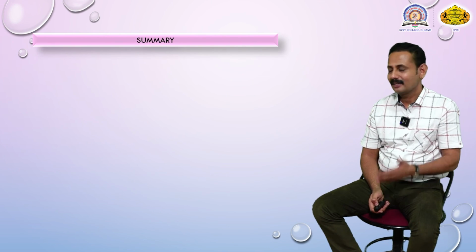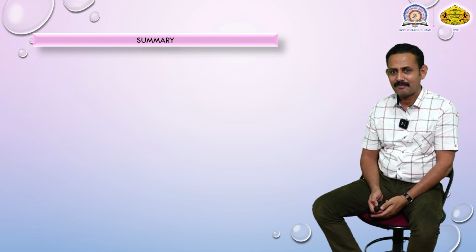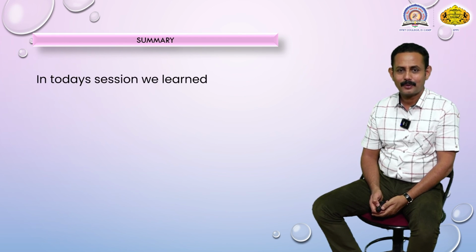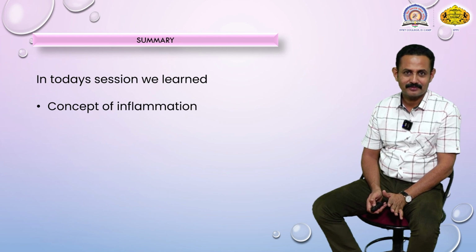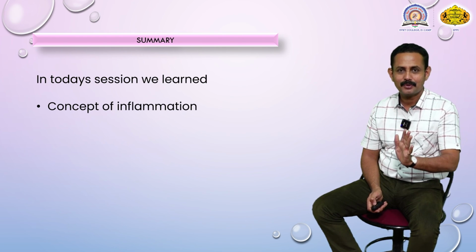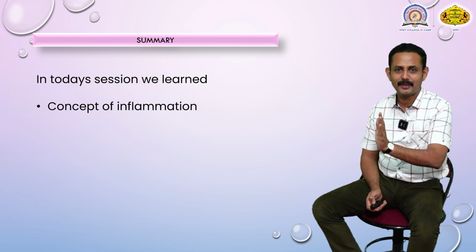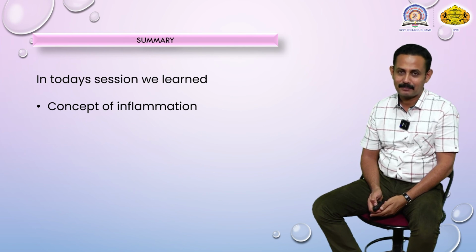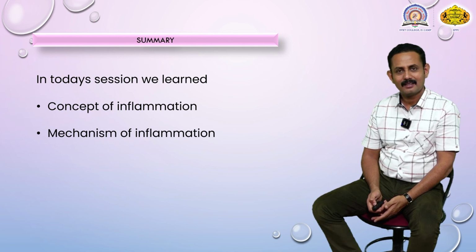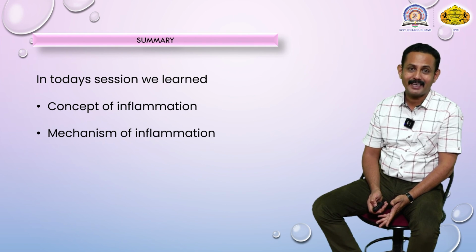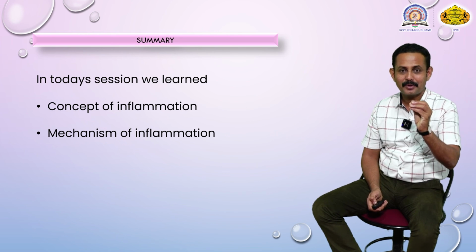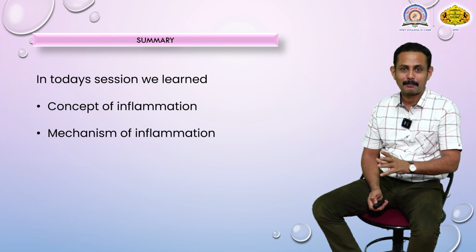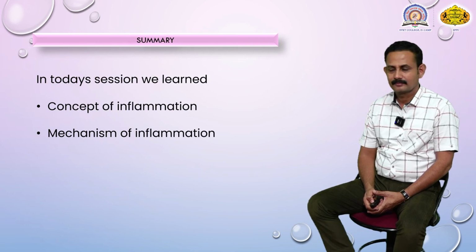Now let us see all this about inflammation. In summary, in today's session we have seen what is meant by inflammation: in simple language, tissue damage and repair, preventing further infection. And we have seen its mechanism, how it takes place in 5 to 6 steps, from damage to repair, meaning the healing process, in detail.